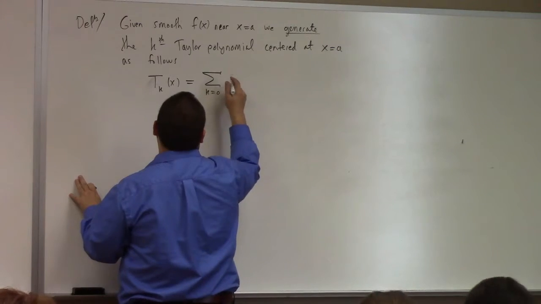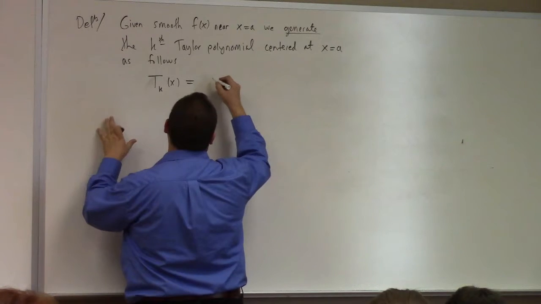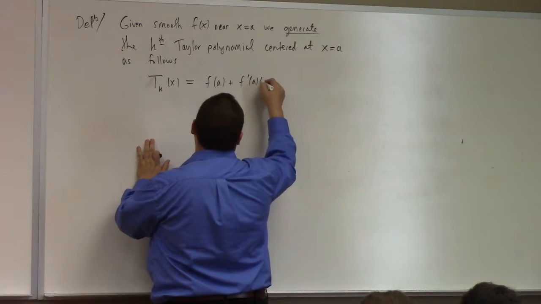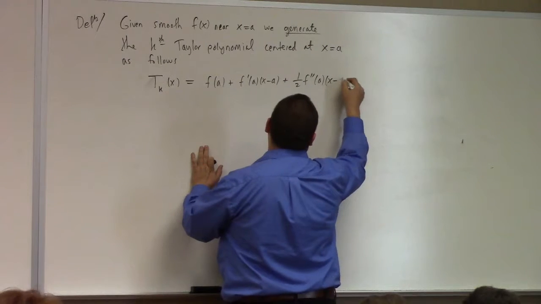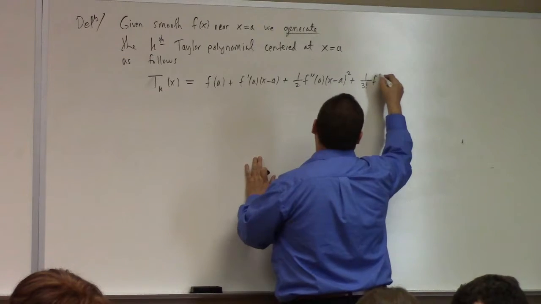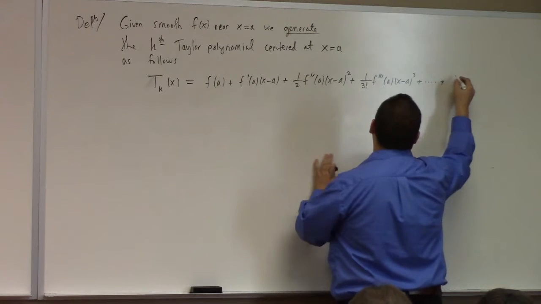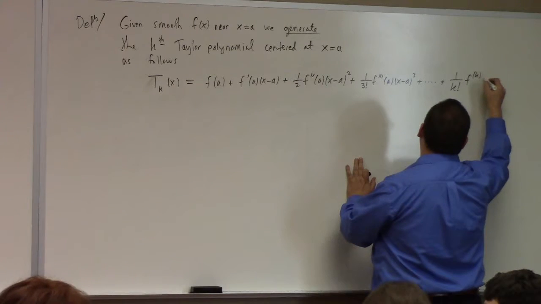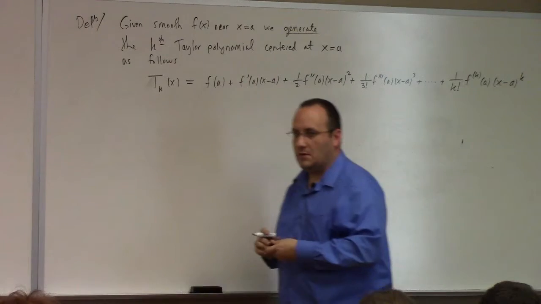Let me put the part you'll understand better first. So f of a plus f prime of a times x minus a plus 1/2 f double prime of a times x minus a squared plus 1/3 factorial f triple prime of a times x minus a cubed plus dot dot dot plus 1/k factorial, the kth derivative of f evaluated at a, times x minus a to the power k.